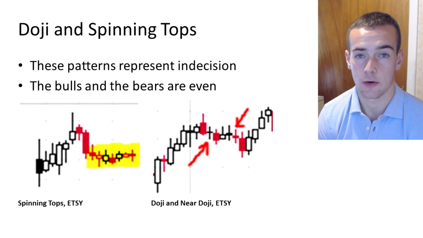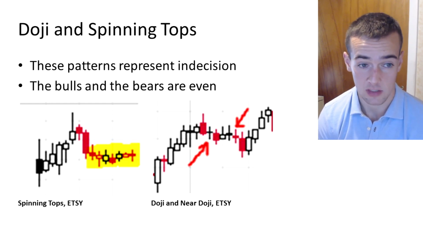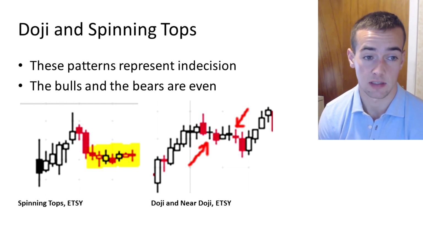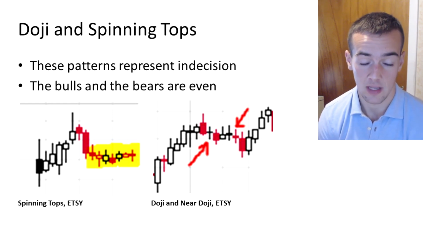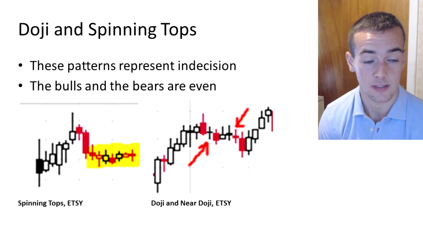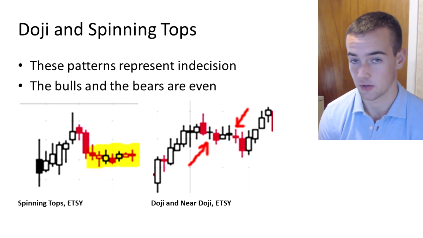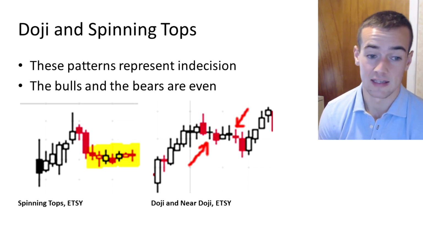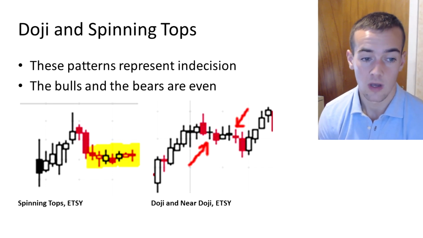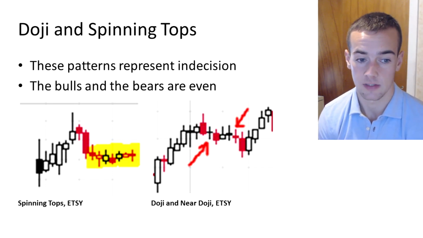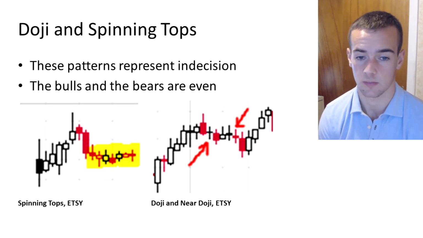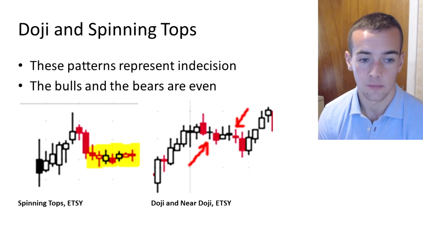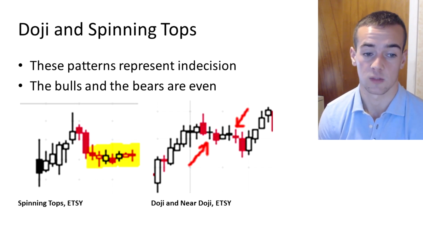Okay, so the next two patterns are very similar, so I included them in the same slide, but this is the doji and spinning tops. Now, these patterns ultimately represent indecision, and what this means is that at that current point in time, the bulls and the bears are even, so the bullish pressure is equal to the bearish pressure. On the left there, we have spinning tops. They're going to be short bodies. They're actually going to look like a spinning top, so picture a spinning top with two sides to it and a very small body. That's why they're called a spinning top.